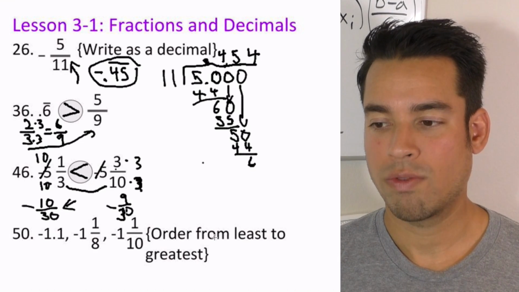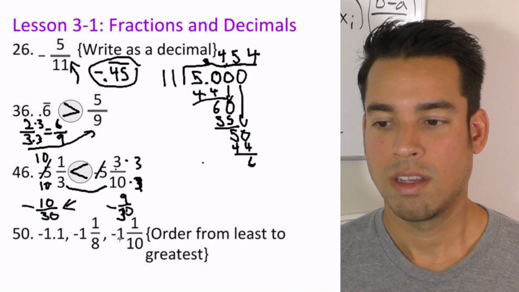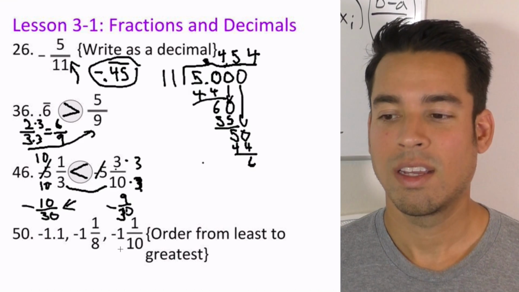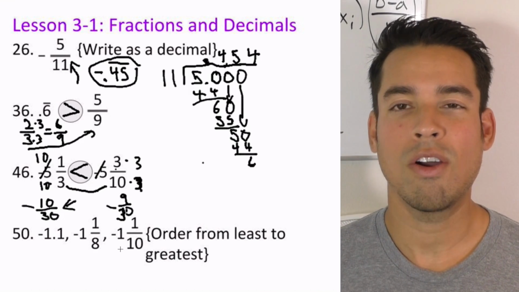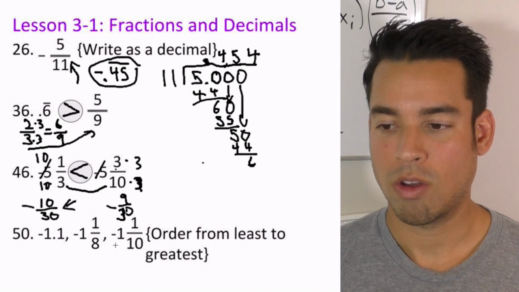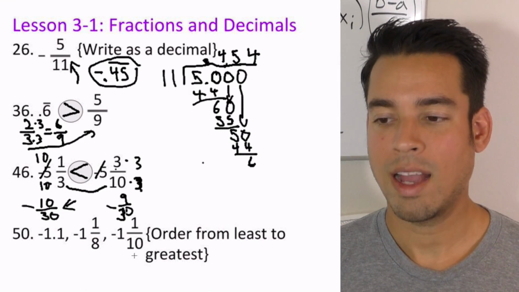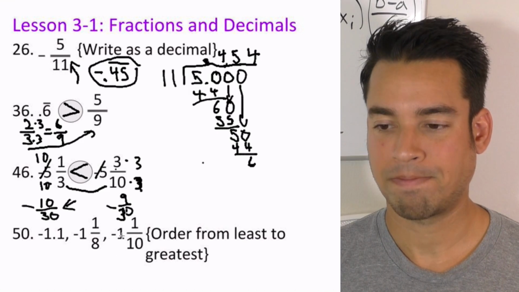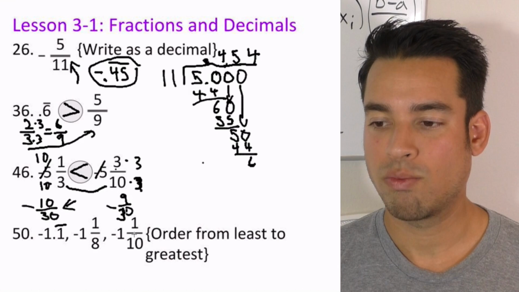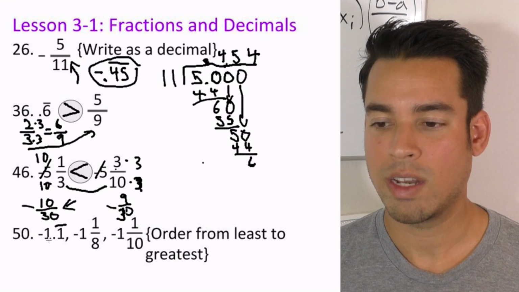Finally, let's do this order from least to greatest. Again, these are all negatives. The best way to think about negatives is the closer we are to 0, the closer we are to 0, the larger the number is. Now, I can tell you right off the bat, we have -1 1/10, -1 1/8.